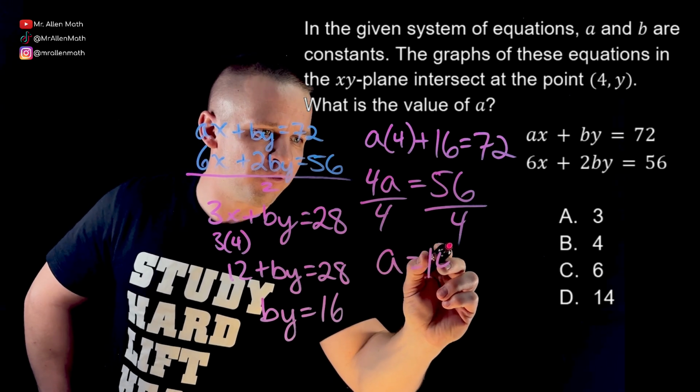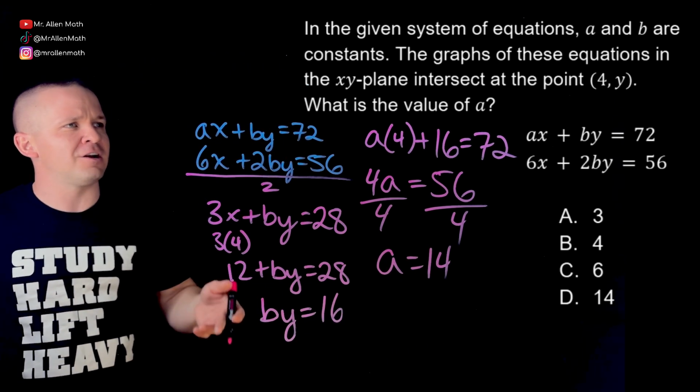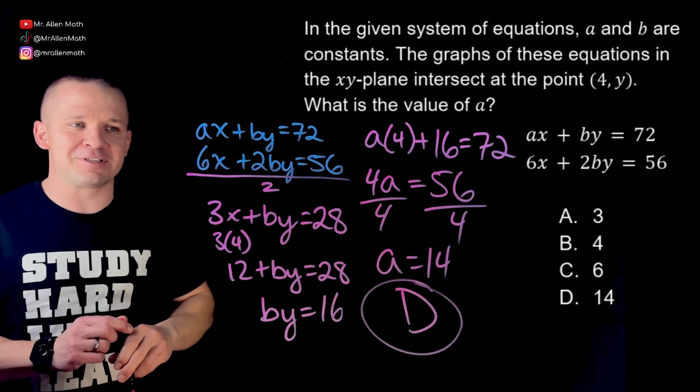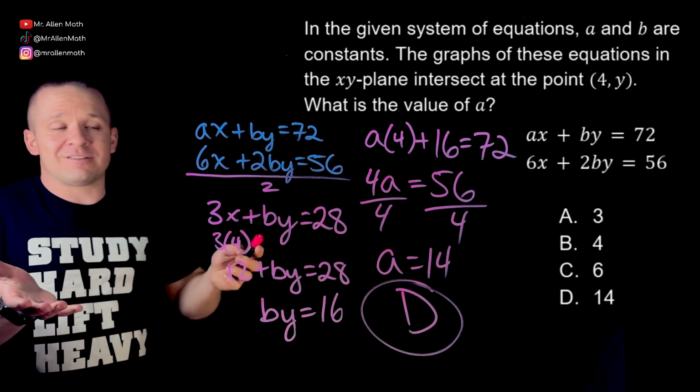A equals 14. And yes, you could use your calculator if you'd like. Choice D is there. That gives me confidence that the answer is there, and that's what we got. But there we go, guys. That's how I go about that one.